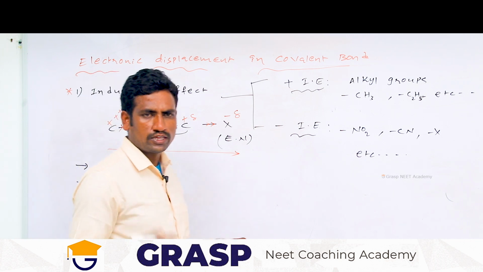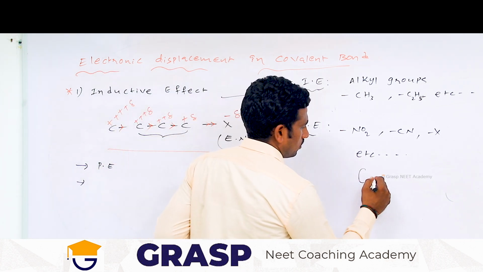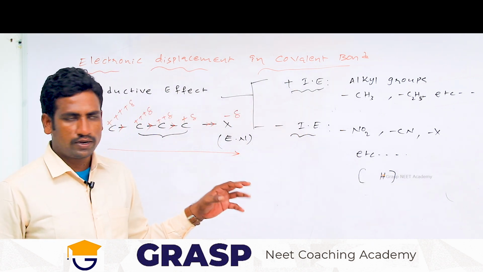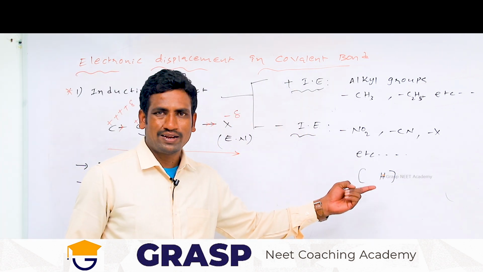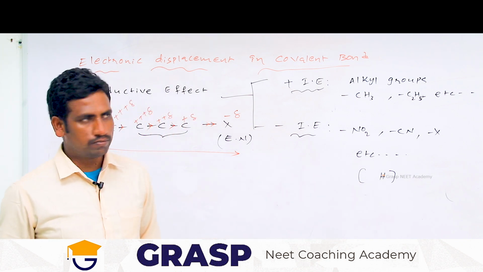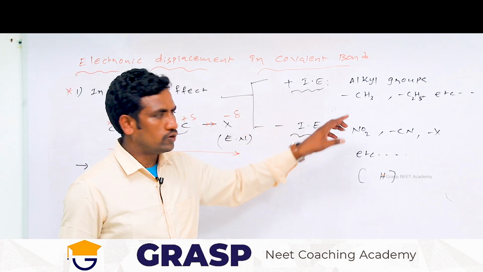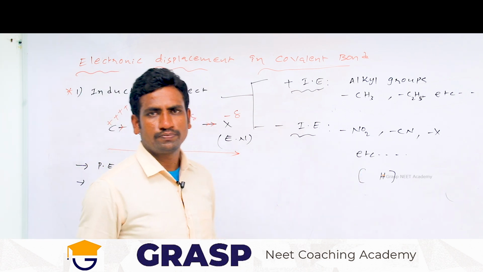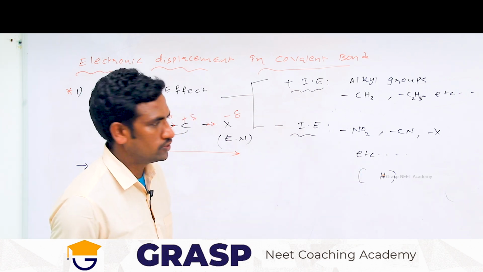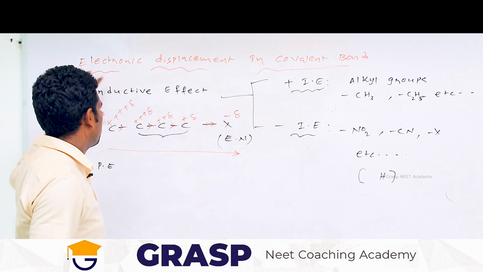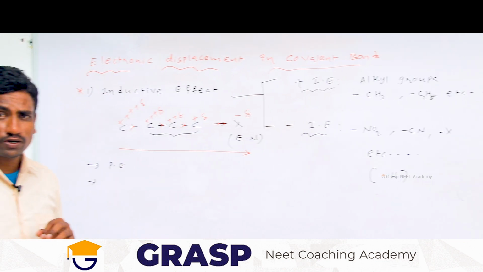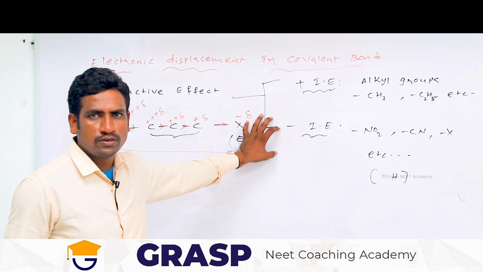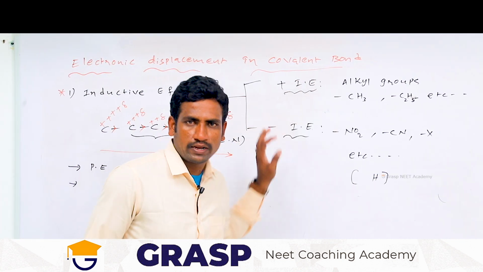In other words, they are withdrawing electron from the carbon atom. They are not donating more than the hydrogen atom. Our reference is the hydrogen atom. The plus I groups can donate the electron more than the hydrogen atom. These groups cannot donate the electrons more than the hydrogen atom; they are withdrawing the electrons. So based on these two groups, you can explain the inductive effect. What is the use of the inductive effect? These are the two types: plus inductive effect and minus inductive effect.